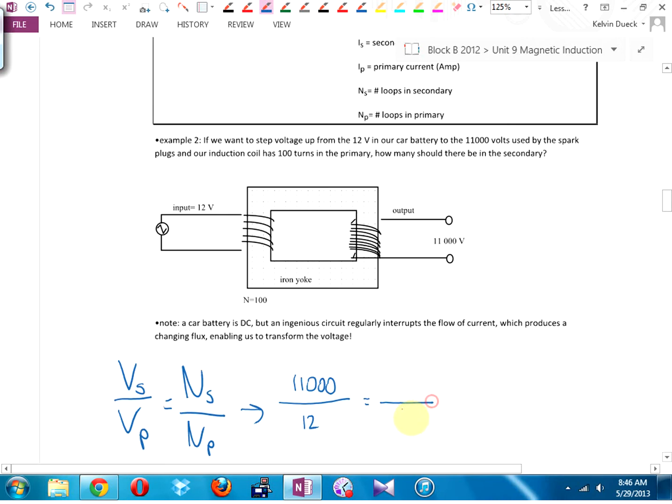Well, they told us that our induction coil has 100 turns of wire. So if you're building this in the factory, how many turns of wire had you better put around your secondary coil? And yeah, the nice thing is it's straight grade 8 cross multiplying. This is about as nice an equation as we can end the year with. It's certainly simpler than a lot. How many turns of wire will there be right there? I think it's going to be 100 times 11,000 divided by 12, right?